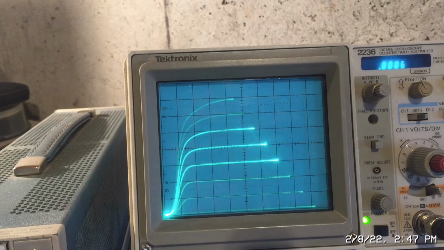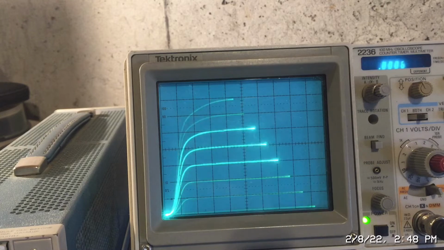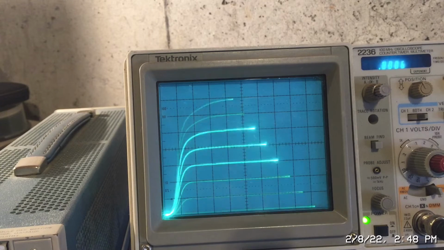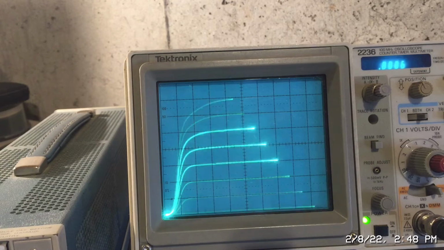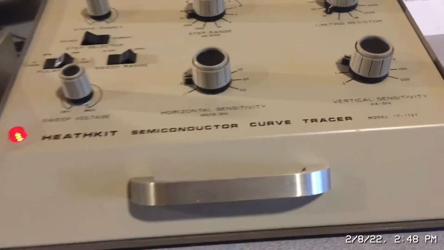Today I want to talk about how to make various measurements using a transistor curve tracer. What you see here are the collector characteristic curves for a typical small signal NPN transistor. From these curves we can determine the transistor's gain and breakdown voltage and measure various other parameters. What I'm using is a Heathkit Curve Tracer.